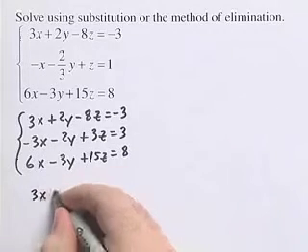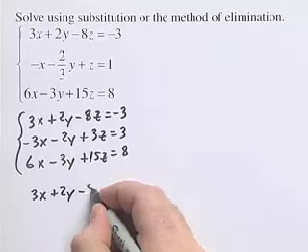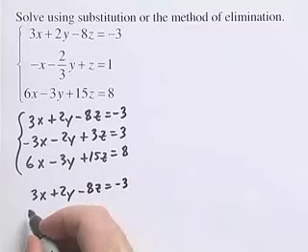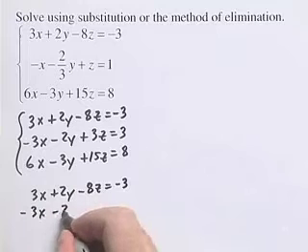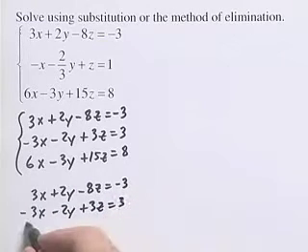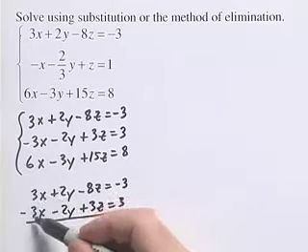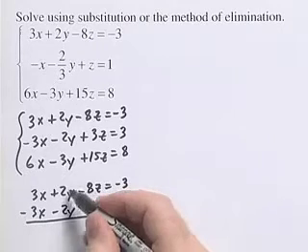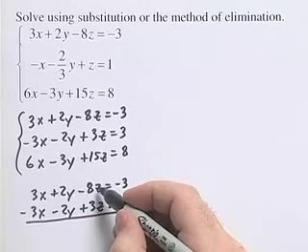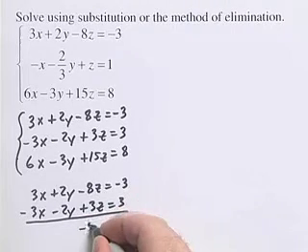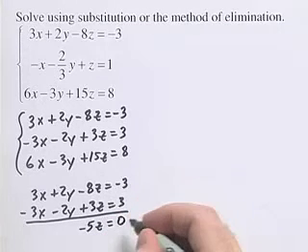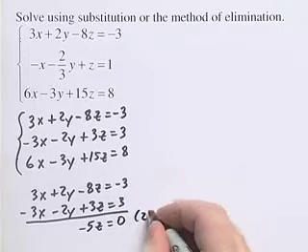So we'll have 3x plus 2y minus 8z equals negative 3. Negative 3x minus 2y plus 3z equals 3. We add those together. 3x plus a negative 3x is 0. 2y plus a negative 2y is 0. Negative 8z plus 3z is negative 5z. And negative 3 plus 3 equals 0. This will become our new equation 2.